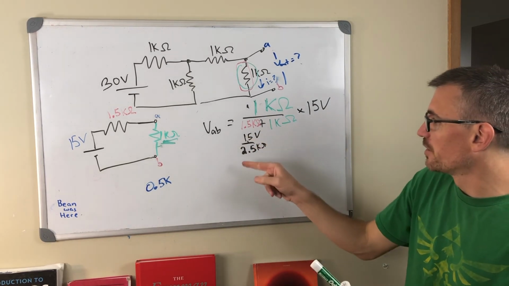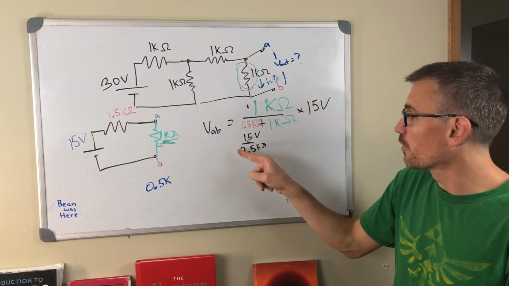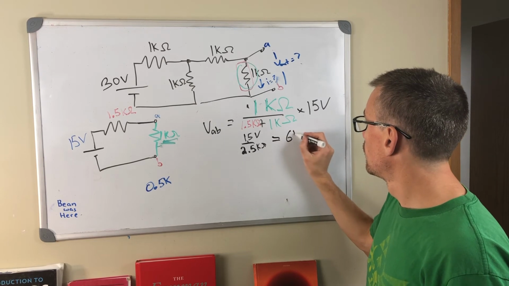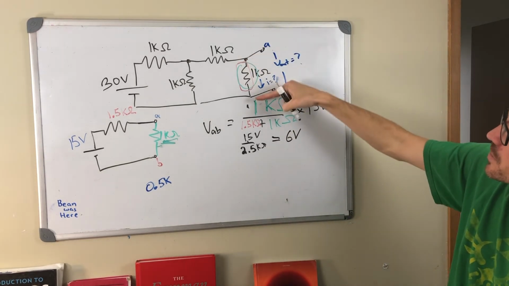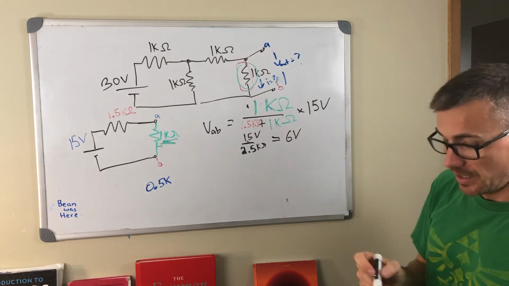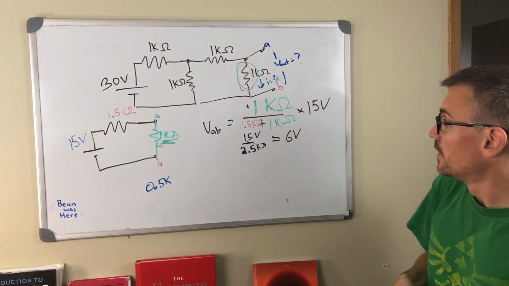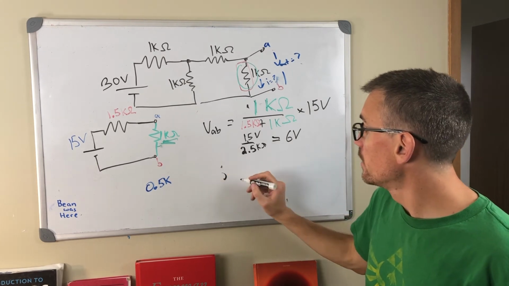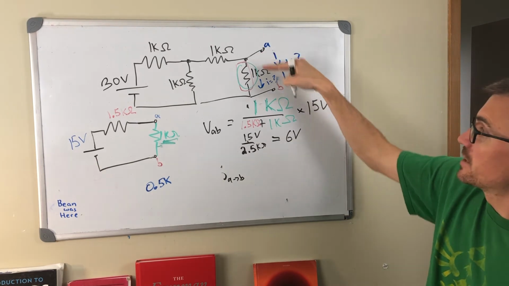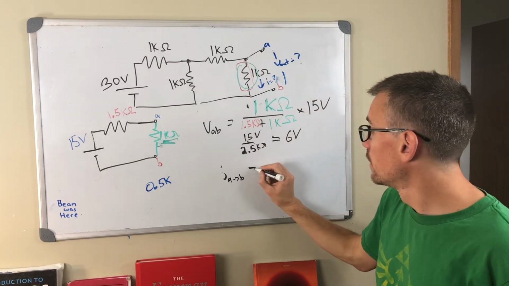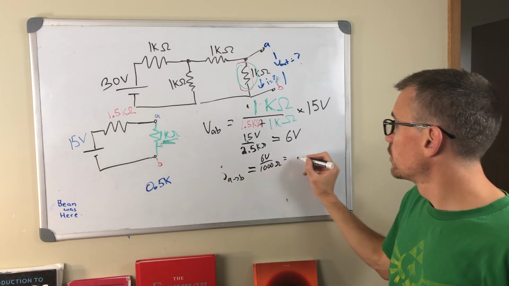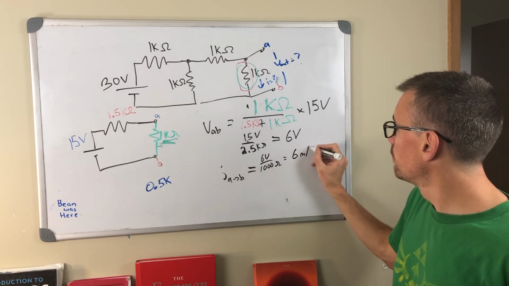Times both sides by, or top and bottom by 2, that's 30 over 5, and that's equal to 6 volts. So in this case, I'm going to get 6 volts dropped across this resistor. How much current is flowing? From A to B, it's just going to be that 6 volts dropped through a 1K resistor. 6 volts over 1,000 ohms is 0.006 or 6 milliamps.